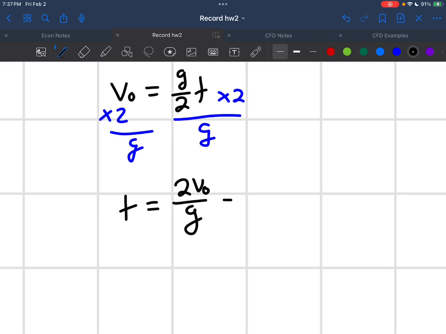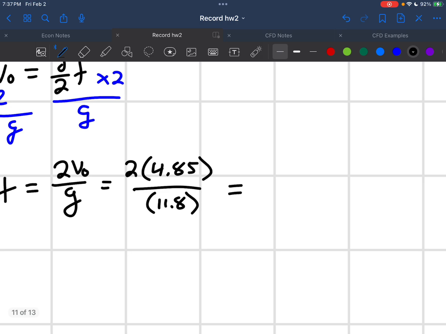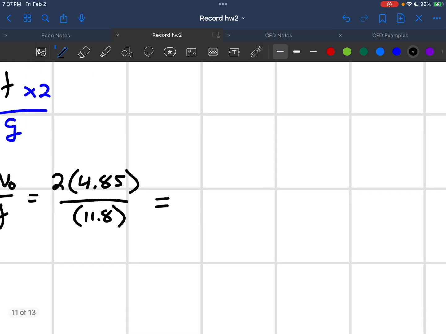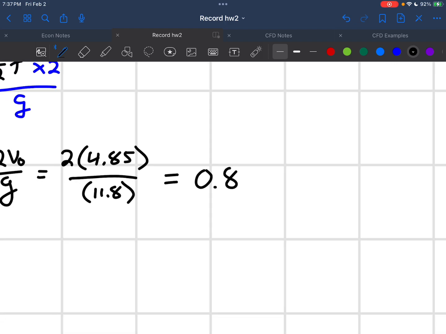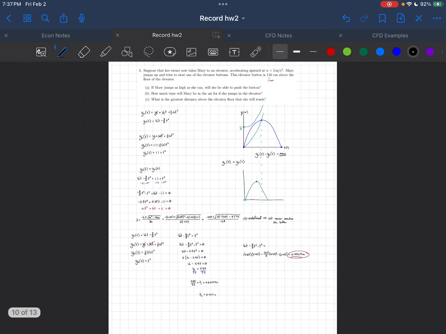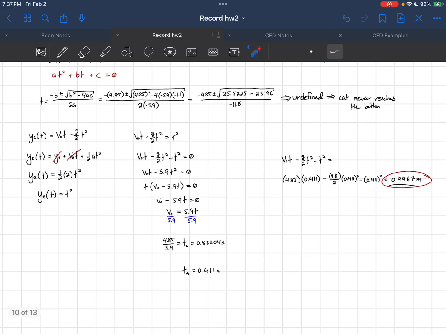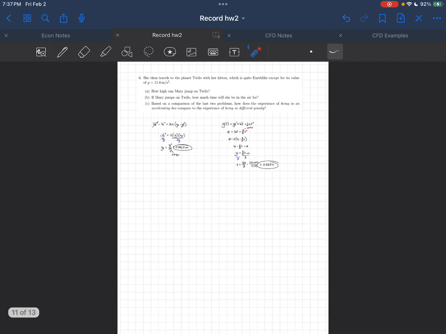And again, remembering that g is 11.8, it'll be 2 times my initial velocity, which was 4.85 meters per second, over my g in this case, 11.8 meters per second squared. And again, punching all of that into a calculator will give us 0.822 seconds, which also should be familiar from the time that it took the cat to land on the ground in the elevator, 0.822 seconds.